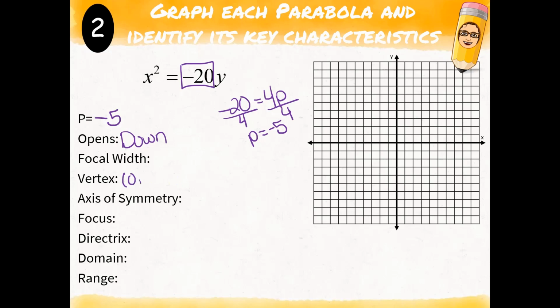My vertex, again, like I said, will always be 0, 0 today. Then I'm going to follow my steps. I'm going to go down 5. That negative told us to go down, okay? So don't be going down -5, which means up. Do not do that. Follow your directions. You're going down 5. So I'm going to go down 5: 1, 2, 3, 4, 5. That is my focus. Mark this as the vertex there. And I'm going to go up 5 to find my directrix: 1, 2, 3, 4, 5. Right here.